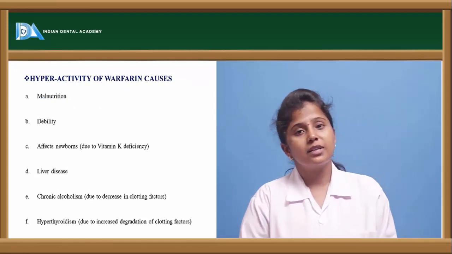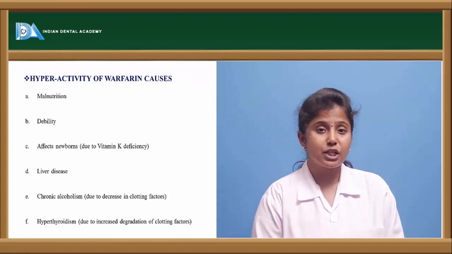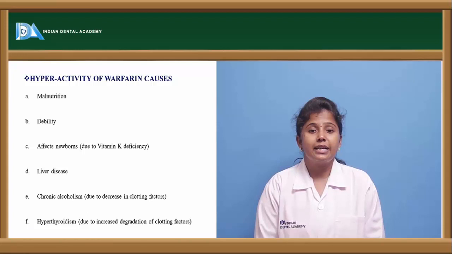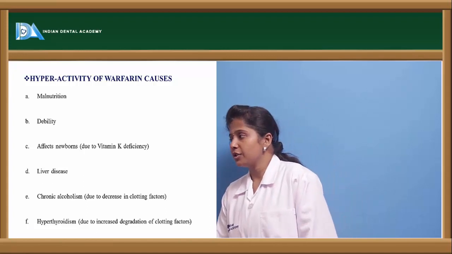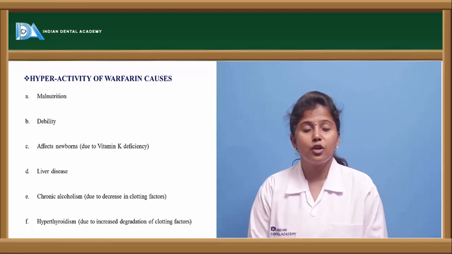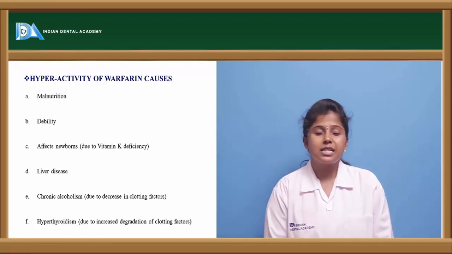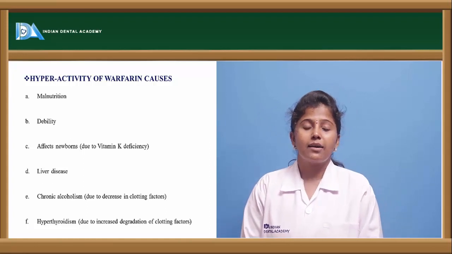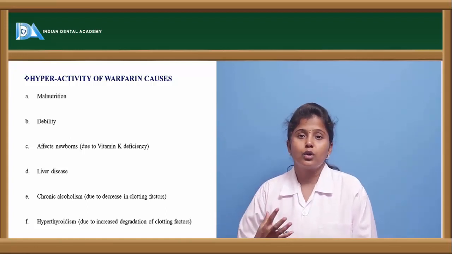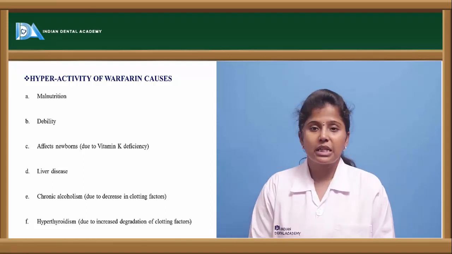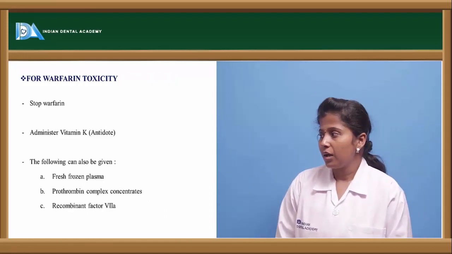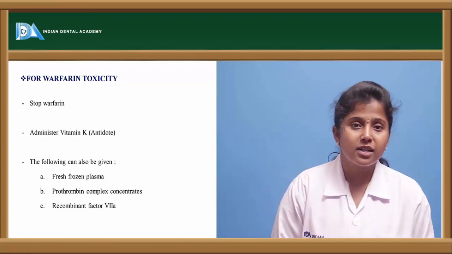What happens if warfarin is given in higher doses, or if the warfarin is showing its action in excess? What happens? It causes malnutrition. So it will cause the deficiency of vitamin K. So as it is inhibiting the vitamin K conversion, it causes malnutrition. It affects the newborns because of the vitamin K deficiency. It causes liver diseases, and it causes chronic alcoholism. So the person will be more prone to take alcohol, and it causes hyperthyroidism. The person will have thyroid related disorders. So if warfarin toxicity occurs, then it leads to severe hemorrhage.